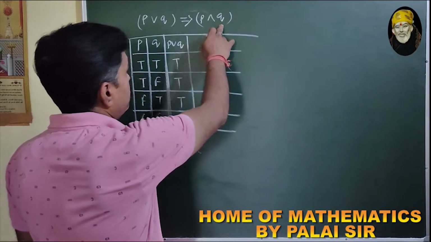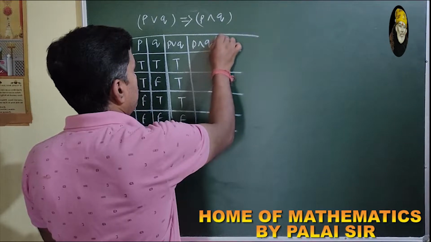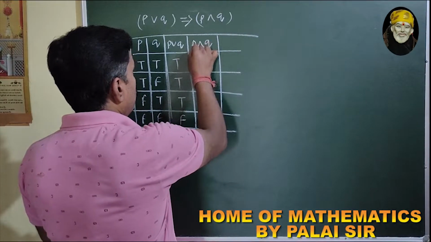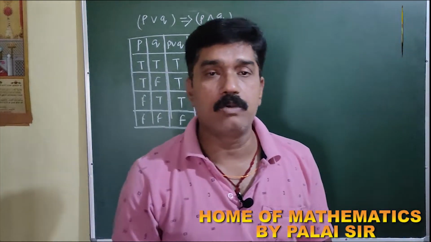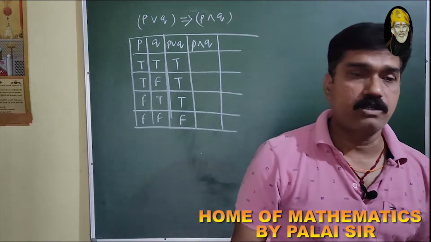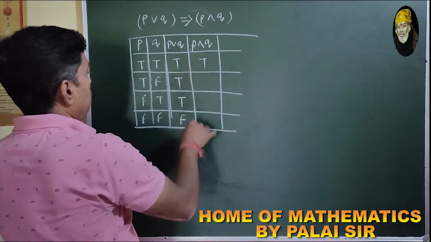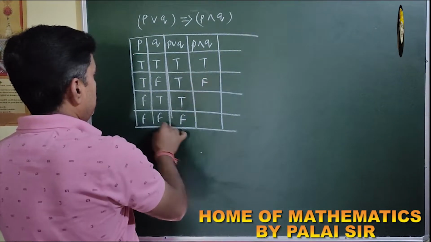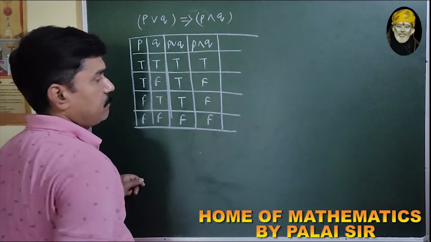Then you come to the right side, and here what is there? P conjunction Q. And you know, conjunction is true only when both the statements are true. Otherwise, the conjunction is false. So here, true, true, this is true. True, false, it is false. False, true, this is false. False, false, this is also false.